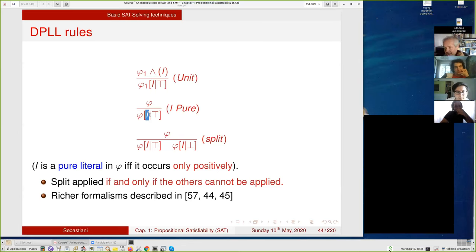If it occurs positively, it means that it occurs positively in a conjunction or a disjunction or something like that, meaning that assigning it to true makes the global formula more likely to be true. Written another way, if A occurs positively, an assignment assigning A to true has for sure more chances to be a model than the corresponding assignment assigning A to false. So if an assignment assigning A to false is a model, then also the corresponding assignment in which A is assigned to true is a model, which means that you can, without loss of generality, assign it to true.